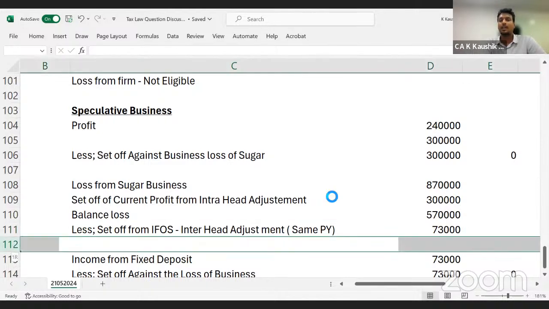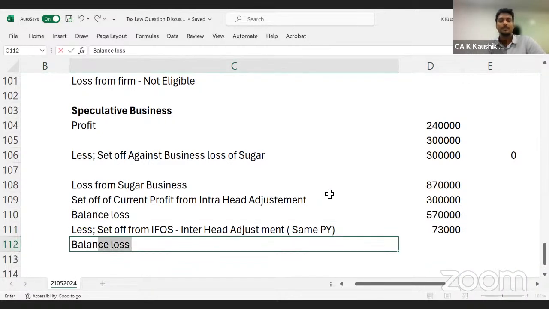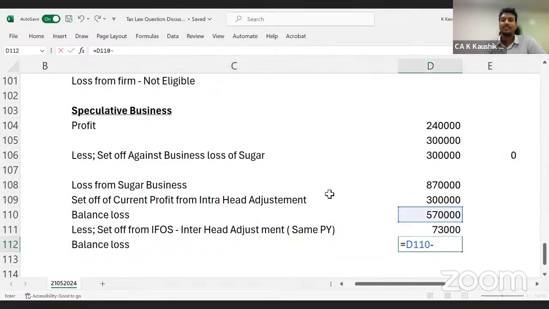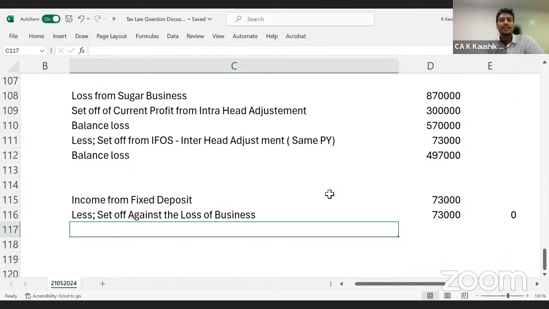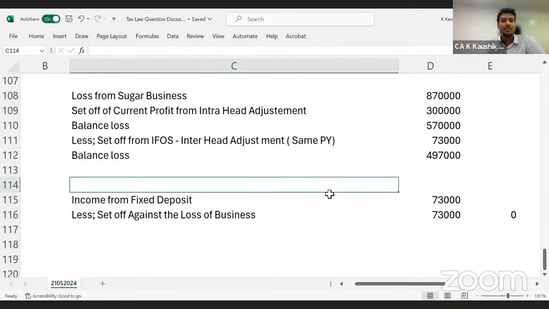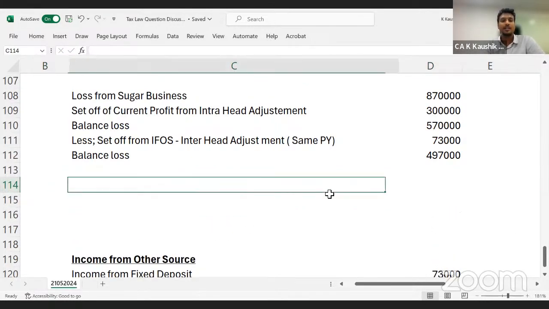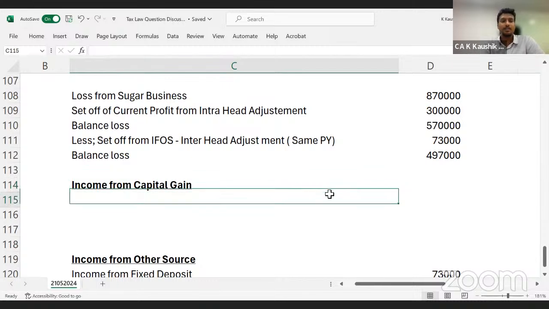So what is the balance loss? We have balance loss 5,70,000 minus 73,000, 4,97,000. Now, then comes capital gains. So this is income from other source. Ideally, this should have come in the last. So let's put in between here, income from capital gains. What is income from capital gains?